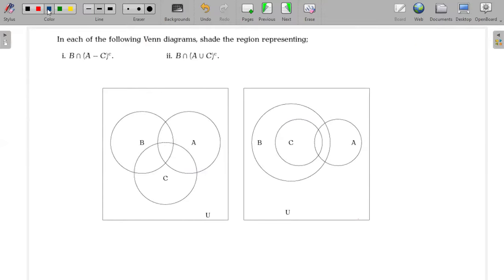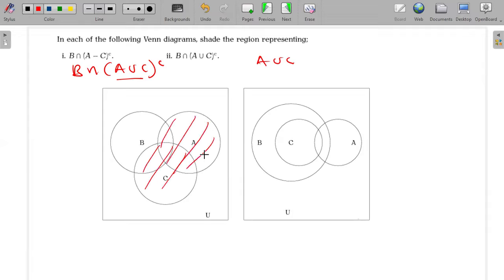So the next one is telling us you have B intersect A union C complement. So what is your A union C? A union C without the complement, just A union C, is looking at elements that are in either A or C, or in both of the sets. So that region could be this here. This is what your A union C is.